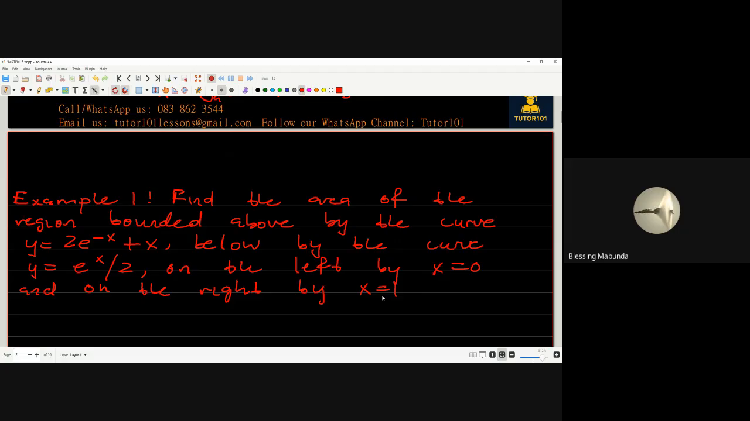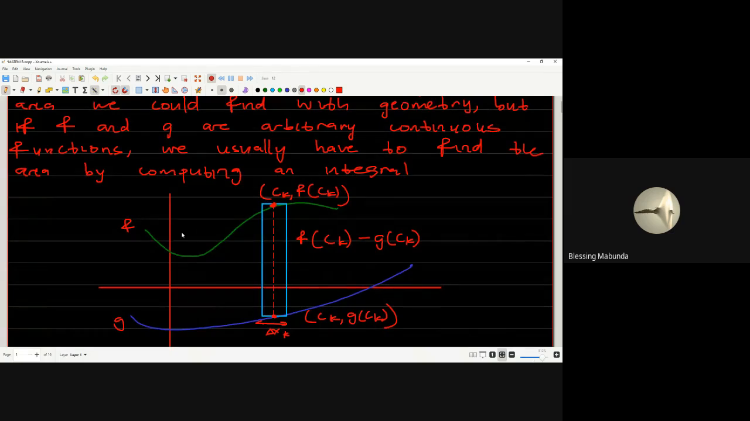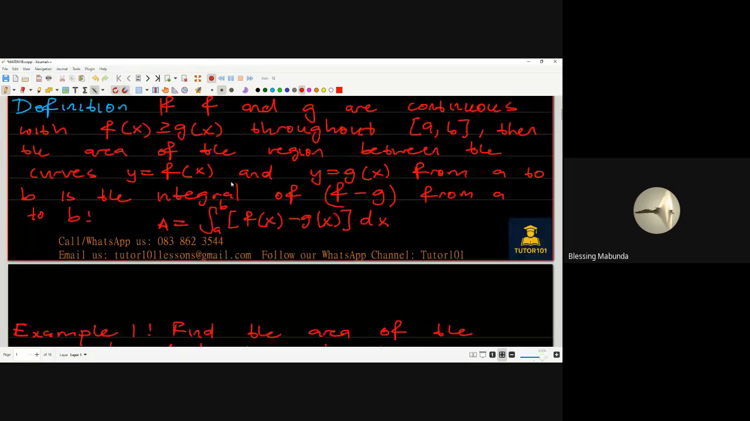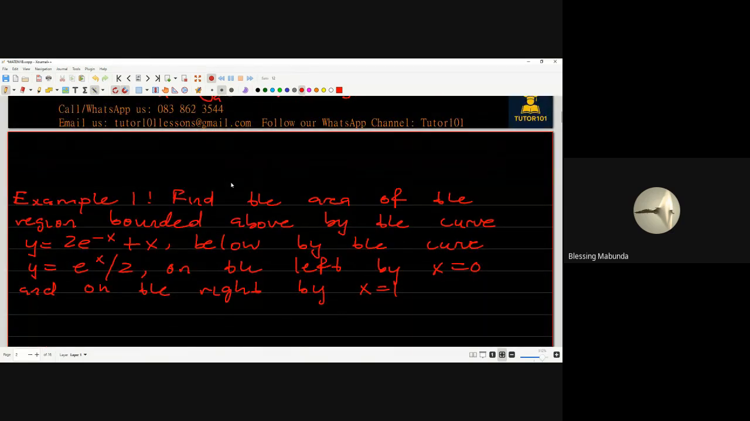So with our first example, it says to find the area of the region bounded above by the curve y is equal to 2e to the minus x plus x. All right, so this is the curve above, right? That's f, and it's also bounded below by the curve y is equal to e to the x divided by 2. And it's also bounded on the left side by x is equal to 0, and on the right side by x is equal to 1.